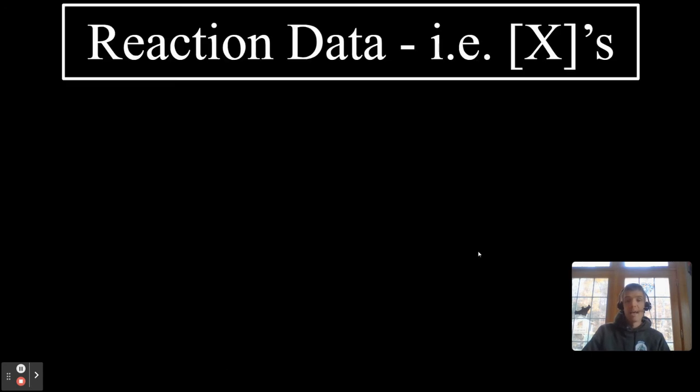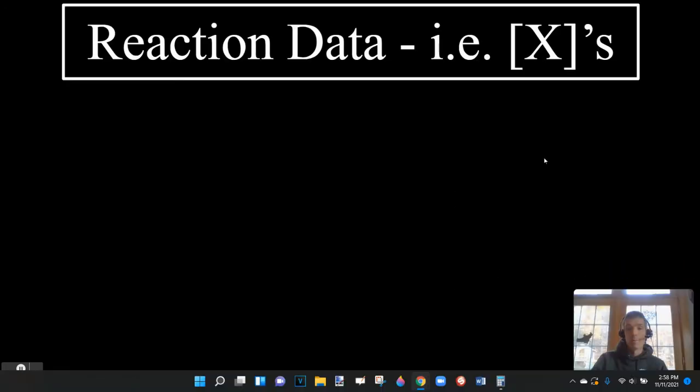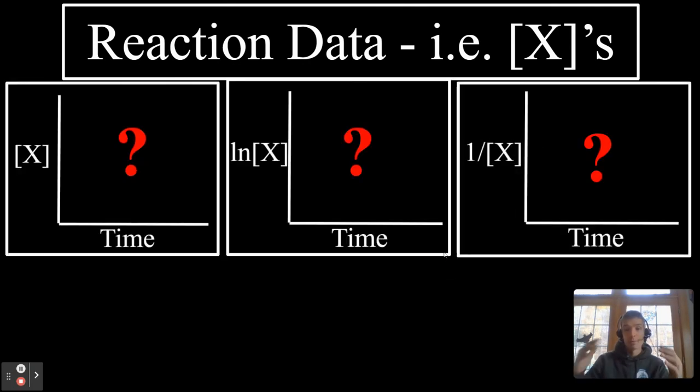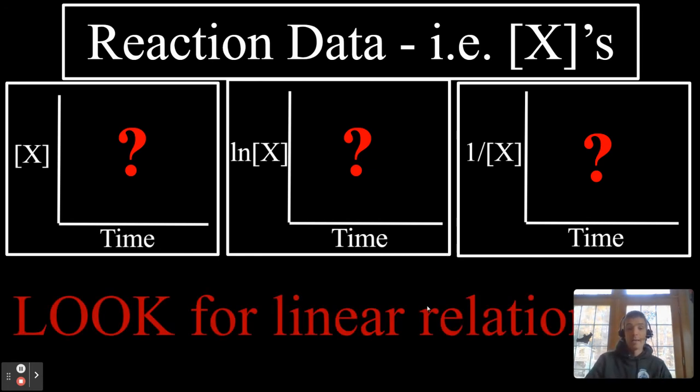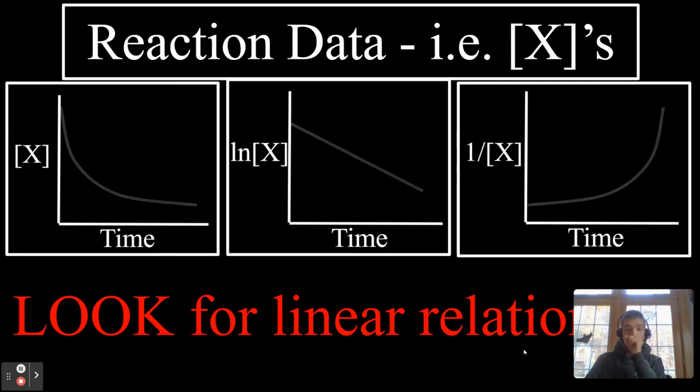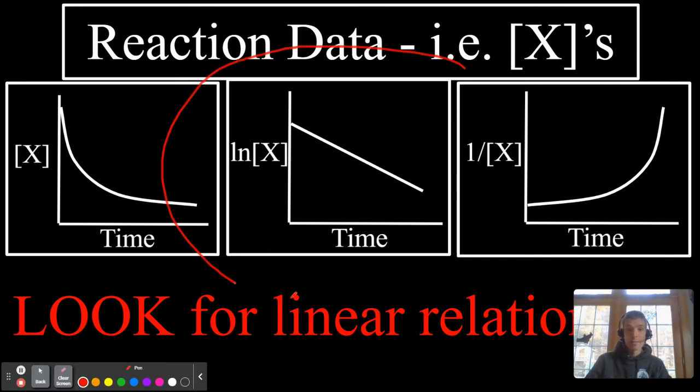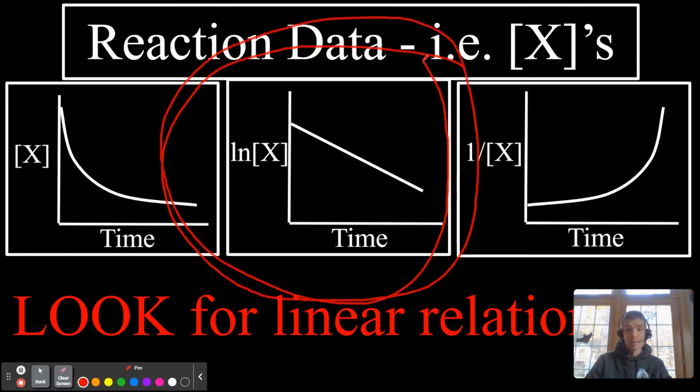If I had data, how would I figure out what was what? Well, I would graph these three things, or I'd look at the numbers and see where it was going up in a linear fashion. I'd look for a linear relationship. And here you can see that's definitely linear. Now, radioactive decay is always first order, always, always, always.